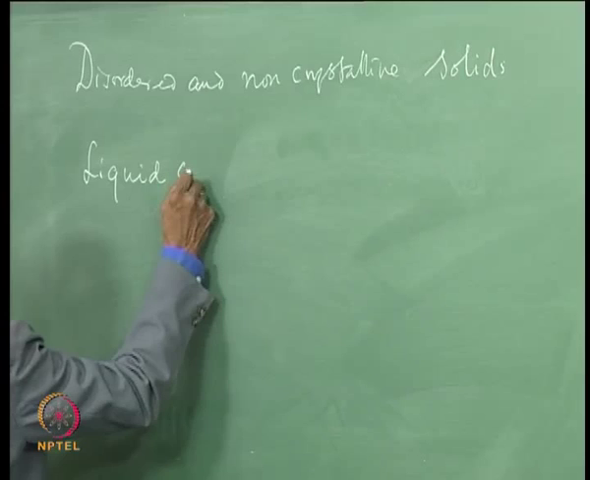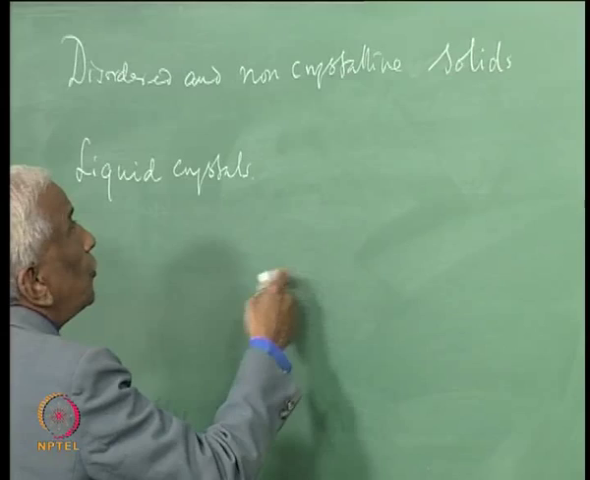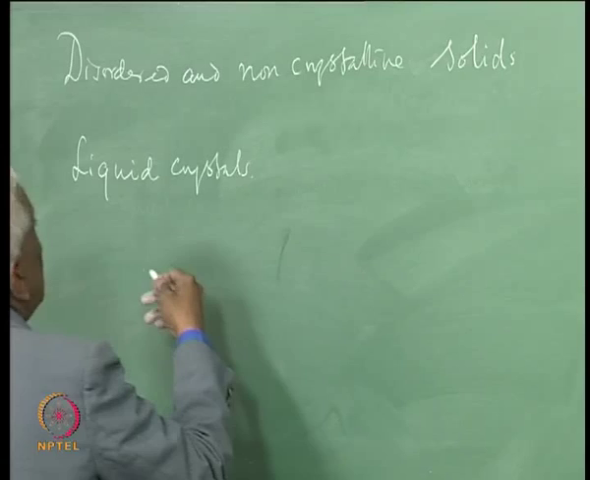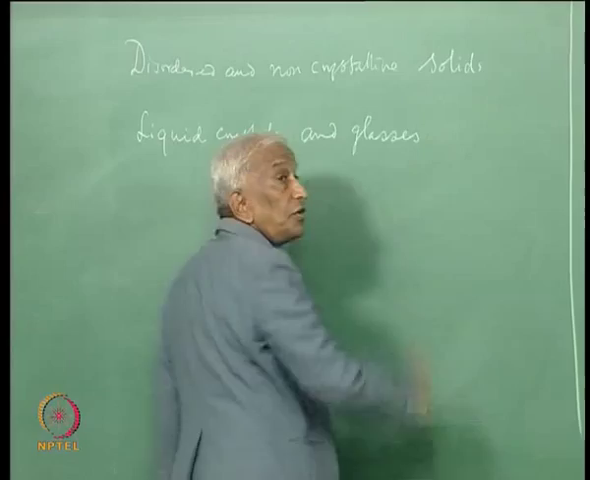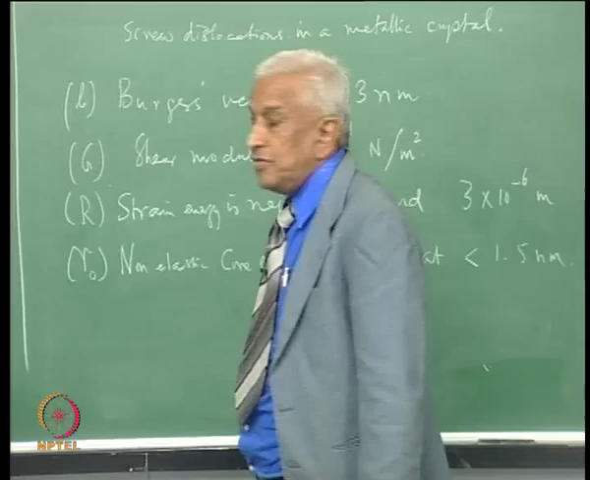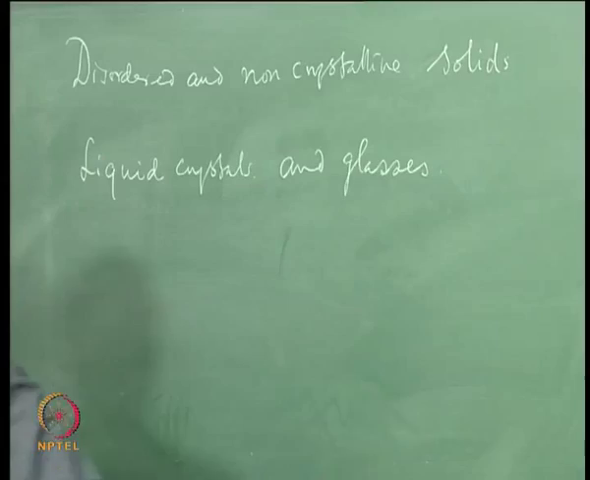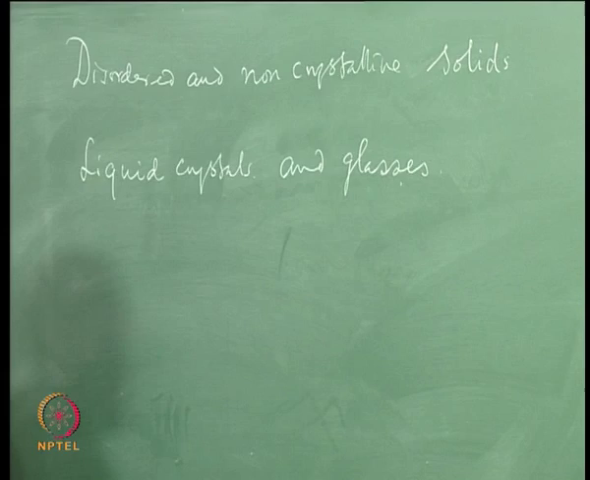As discussed in lecture 1, liquid crystals also represent a condensed phase in which there is orientational order, and glasses are systems in which there is short range instead of long range order. We have not discussed them much. Glasses include also metallic glasses.